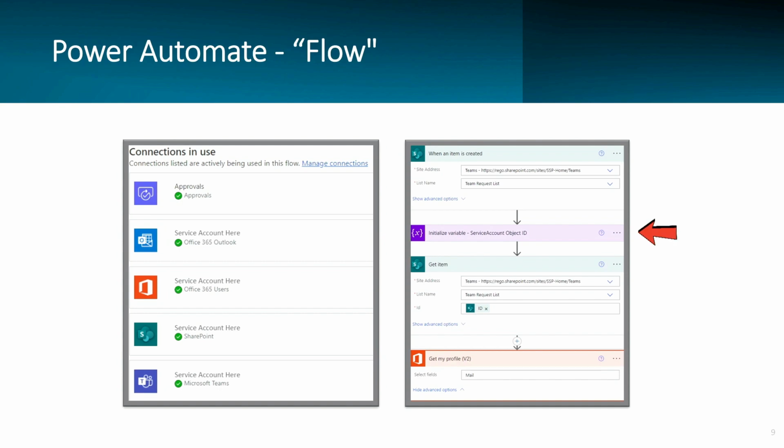Second, you'll notice initialize variable. This is where the service account that you're using for this flow will be required to populate the object ID from Azure. Third action will be get item. Again, we're pulling from the teams list. Fourth action will be get my profile. This is basically just adding an action, letting it know to point to the mail.